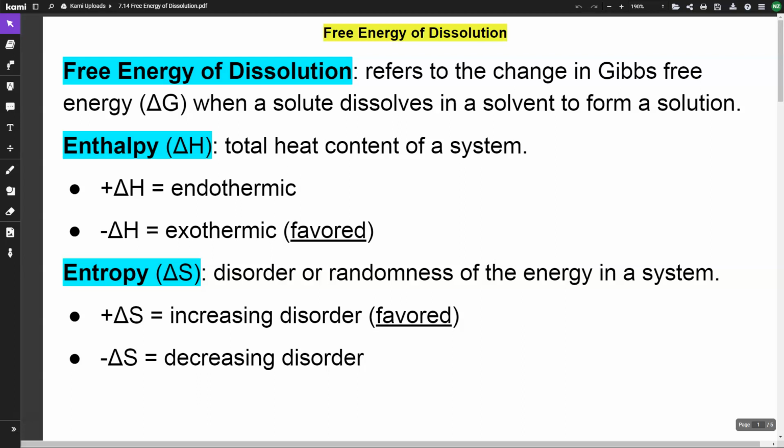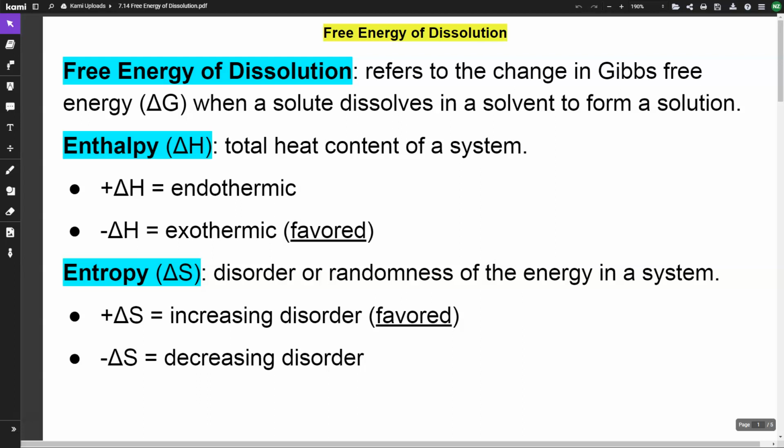Enthalpy, delta H, is the total heat content of a system. When delta H is positive, that represents an endothermic reaction, so energy is being absorbed. A negative delta H value is exothermic, which means energy is being released from the system, and that is the favored value for enthalpy. So when delta H is negative, it's exothermic, and that is thermodynamically favored.